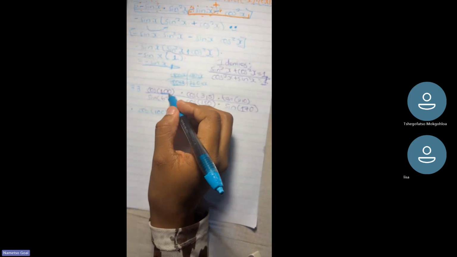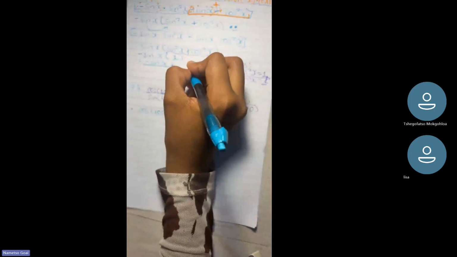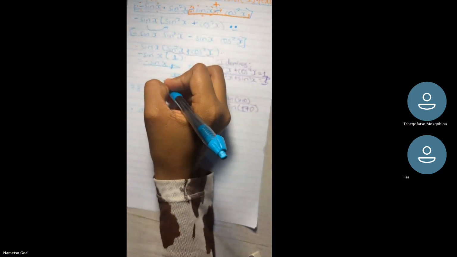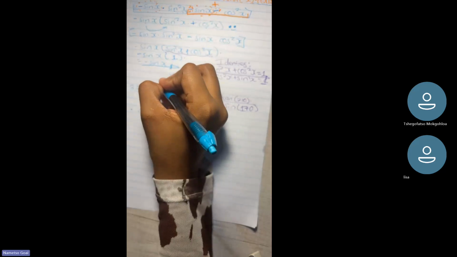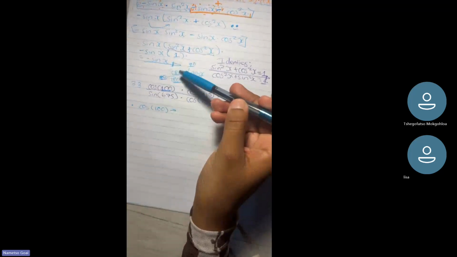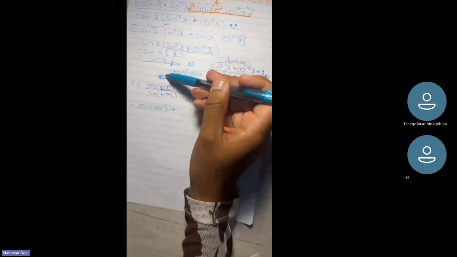And remember, if you have 100, where does 100 fall? It falls between the 90 and the 180 boundaries. So if you have 100, this angle falls over here, so you have to choose this operation, the 180 minus x. Again, why are you choosing the 180 minus x? It's because 100 falls in between 90 and 180. Do you get it? Yes, ma'am.